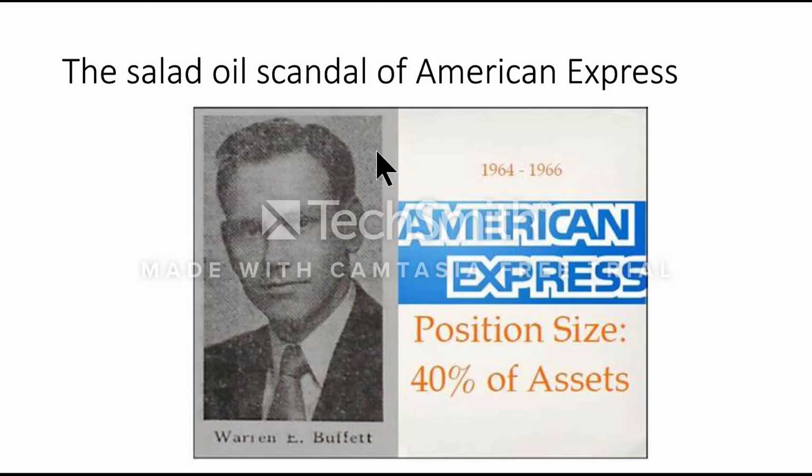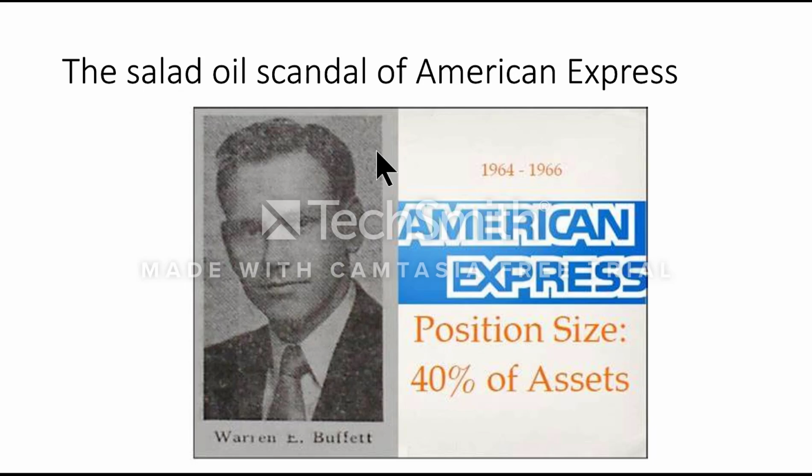Probably the biggest asymmetric opportunity example that you hear over and over again in the market is that of Warren Buffett when he was a young man. And he put 40% of all of his assets in American Express. So if you don't know the story of the salad oil scandal, you can Google it. I won't take the time to go through it here. Just Google salad oil scandal of American Express.